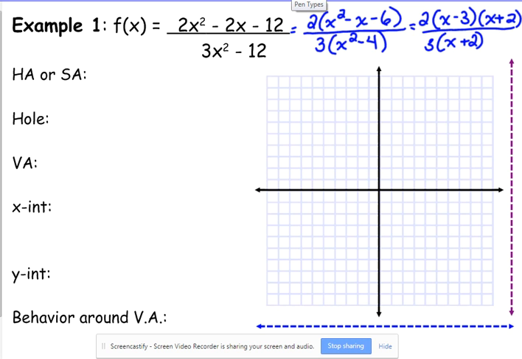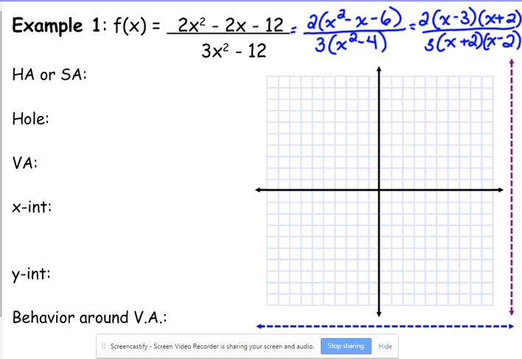I was very pleased on the test. Most of you remembered to factor that grouping problem further. You recognized the difference of perfect squares, which I was very happy with. Okay, so there's the fully factored version.